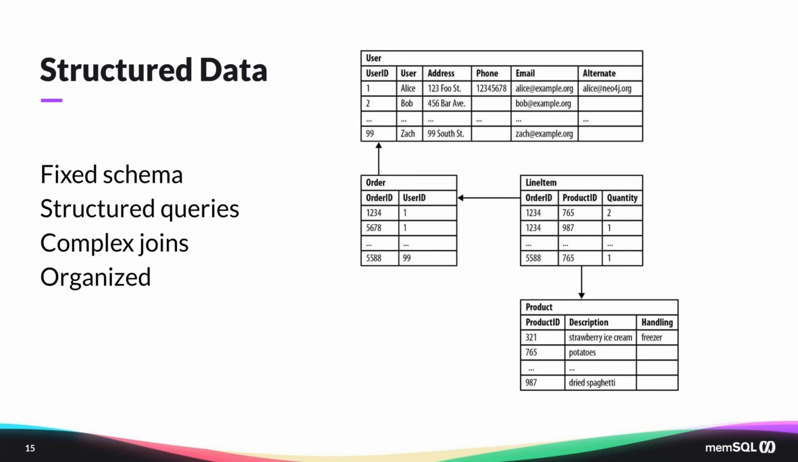you can see that user ID 1 refers to the customer Alice in the user table, who has 2 orders, 1, 2, 3, 4 and 5, 6, 7, 8, in the order table. And in the line item table, Alice has 2 product IDs, 765 and 987. And we can see that she purchased 2 packages of potatoes and 1 package of dried spaghetti in the product table.